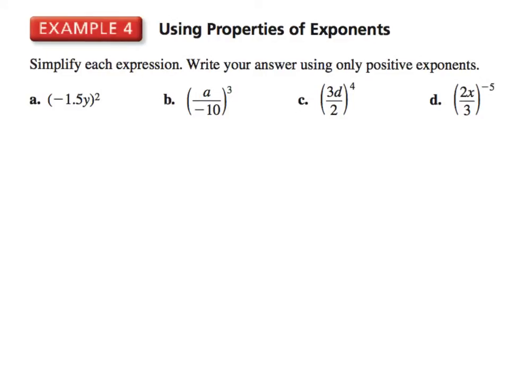Example number 4, using properties of exponents. Simplify each expression. Write your answers using only positive exponents. So A, what we have to do here is you take everything to the negative 2 power. You take the negative to the 2nd power. You take the 1.5 to the 2nd power. You take y to the 2nd power. So I'm going to show you the long way. Negative to the 2nd power is just positive, even power. But really, this means you're doing this.